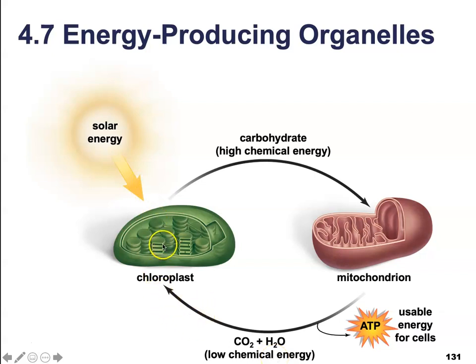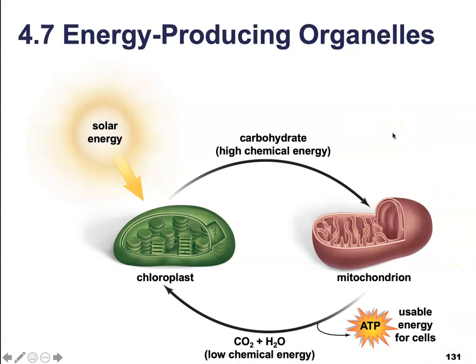Chloroplasts are going to use that carbon dioxide and water plus solar energy to make carbohydrates. Mitochondria are going to turn those carbohydrates into usable ATP and carbon dioxide and water. Chloroplasts are going to pick that up, turn solar energy into chemical carbohydrates, and so on and so forth. And so that's the completed cycle.